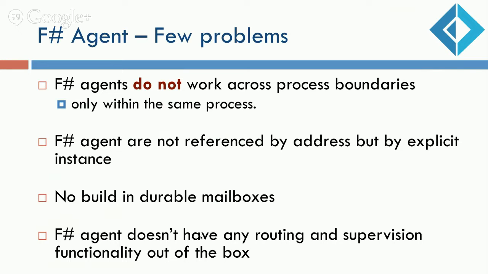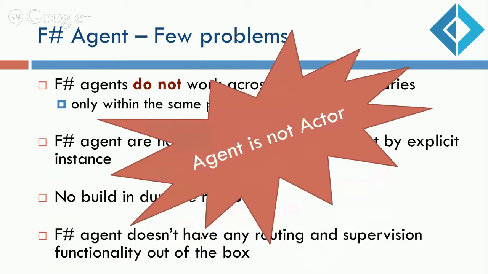The queue inside the mailbox is not durable, meaning that if the agent crashes, besides that, it probably can crash and bring down the process with it, and you really lose the state that was inside the agent. And of course, this boils down to the fact that agents don't have any sort of routing or supervision functionality out of the box. So this is the difference between an agent and an actor, right?